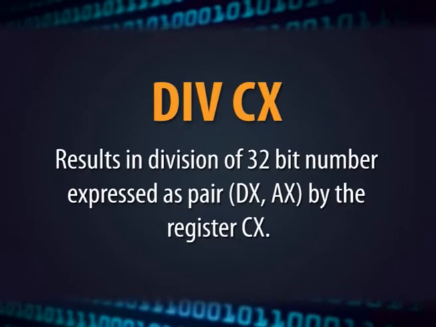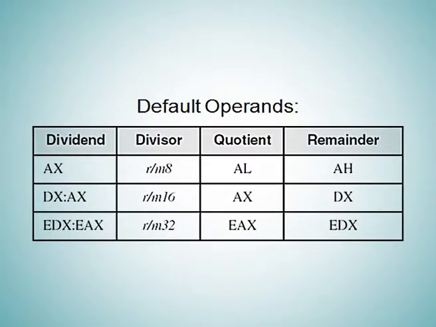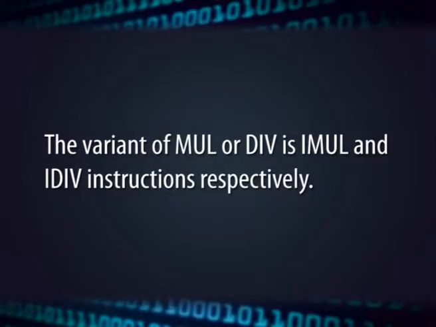Another example of div, which is a variant of the div instruction, is div CX, and that results in the division of a 32-bit number expressed as the pair DX comma AX by the register CX. The resulting quotient is stored in the 16-bit register AX and the remainder is stored in another 16-bit register called DX. The variants of the instructions explained before, mul and div, are imul and idiv respectively.